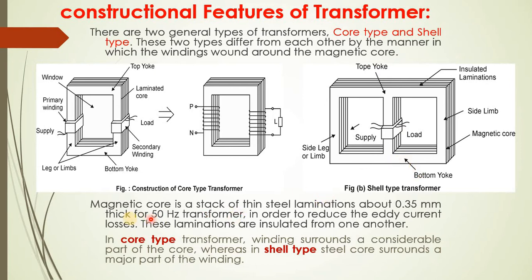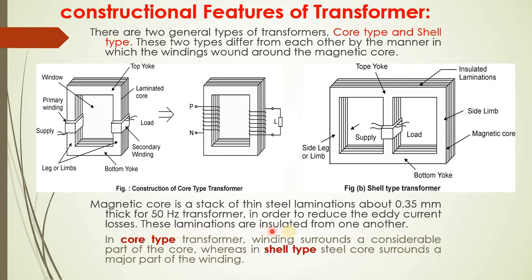The magnetic core is a stack of thin steel laminations, about 0.35 mm thick for a 50 Hz transformer, in order to reduce the eddy current losses. If we want to reduce the eddy current losses, we have to decrease the thickness of the laminations. So steel laminations are used.